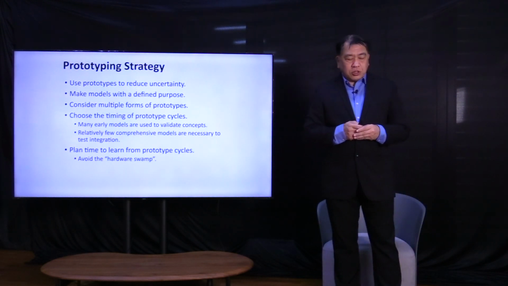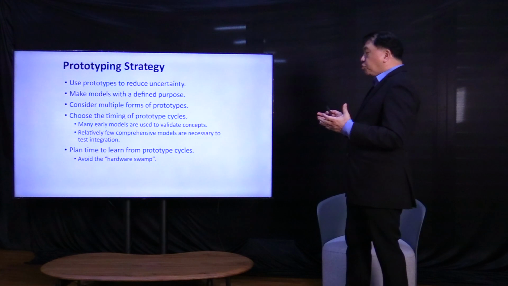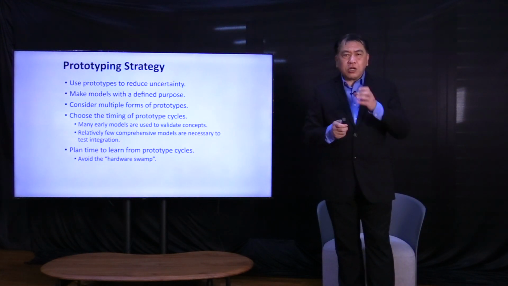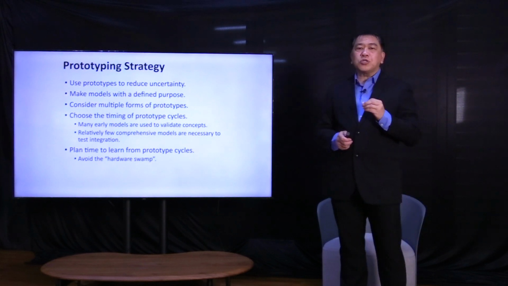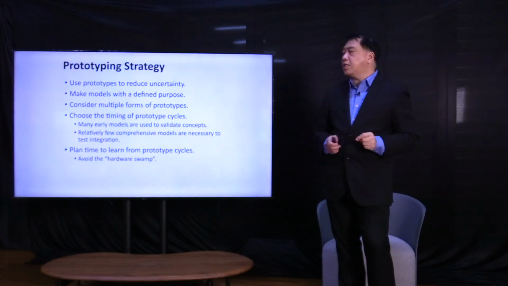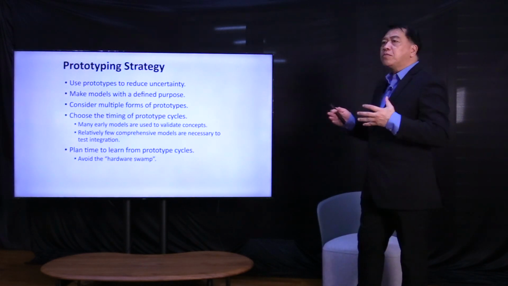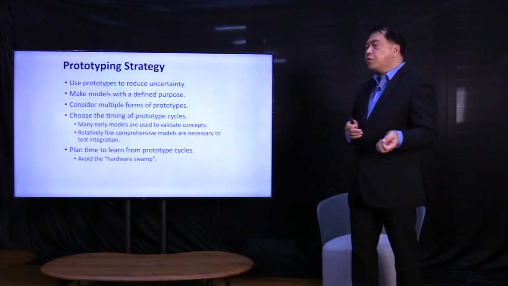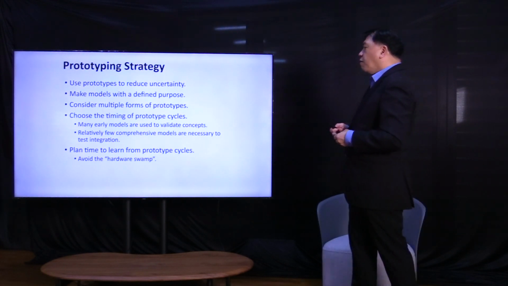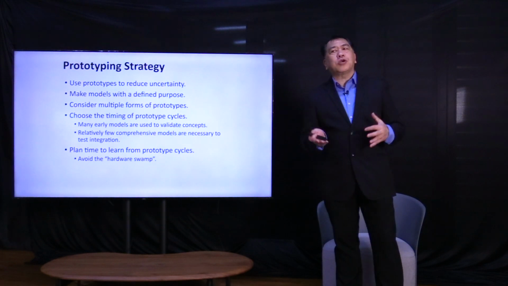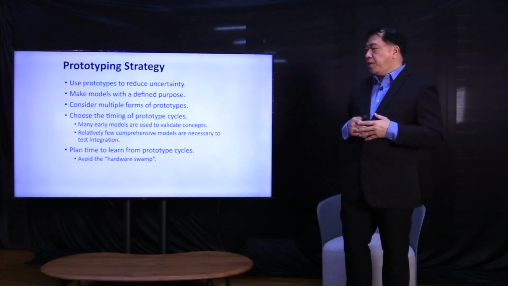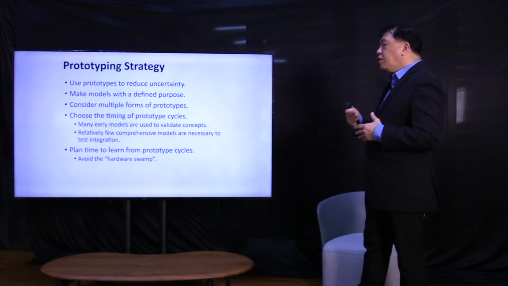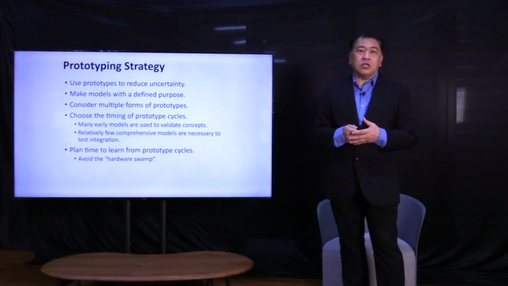So what are the prototyping strategies? We use prototypes to reduce what? Uncertainty. We're not sure whether this thing works. This is what the customer likes. We make models with a defined purpose. We want to test something on that. We want to consider multiple forms of prototypes, from foam to wireframe. Choose the timing of the prototyping cycles. What are you trying to do? You're trying to learn, you're trying to system integrate, or you're trying to communicate. You plan time to learn from the prototype cycles as much as possible.